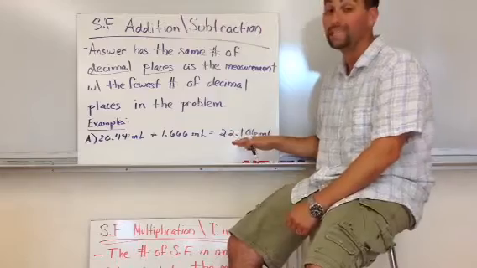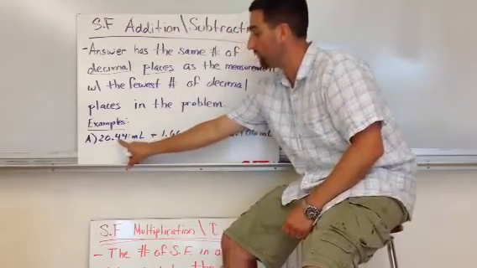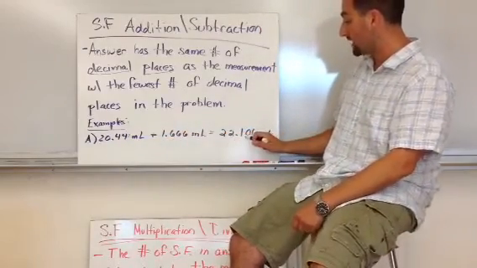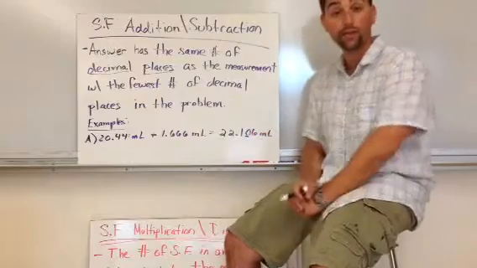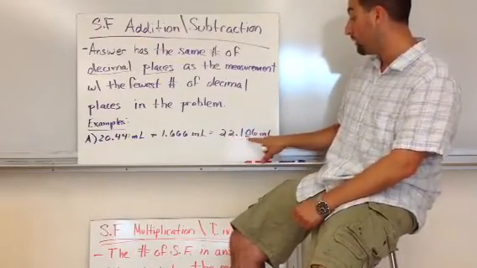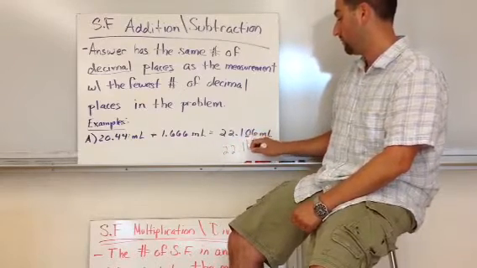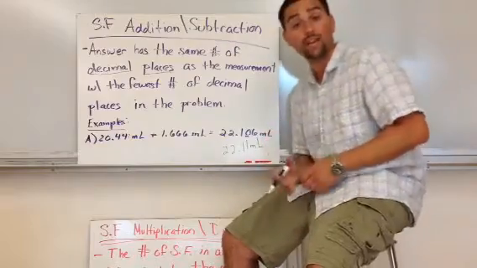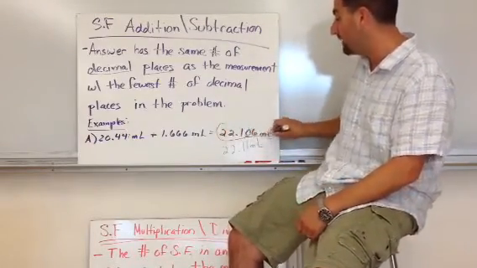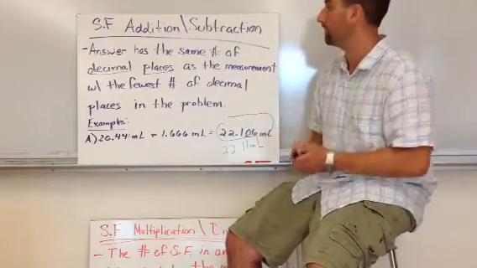We can't really leave it like this scientifically. So since the first number, 20.44, has only 2 decimal places, we're going to use only 2 decimal places in our final answer. So this number rounds to 22.11 milliliters. That's our answer. We can say that with more certainty. It might be this number, but we don't know. We're not certain. Okay.